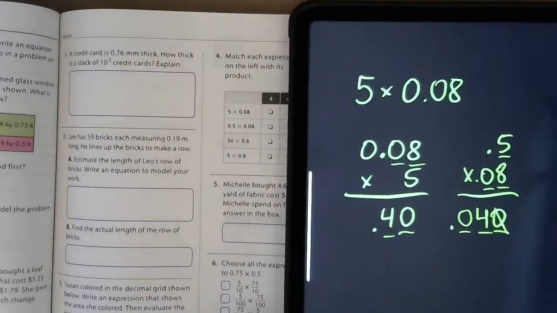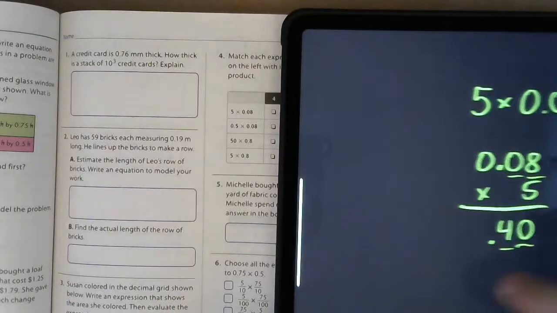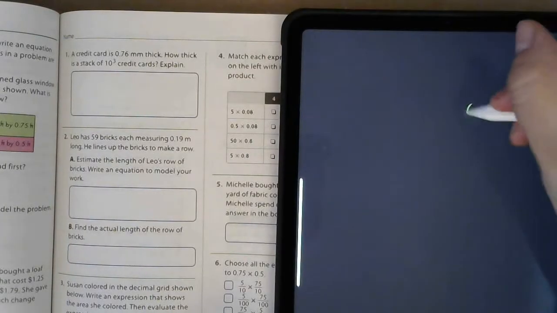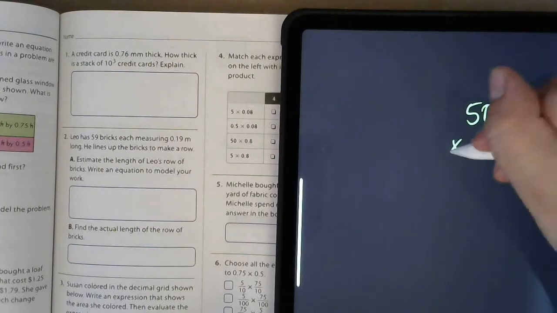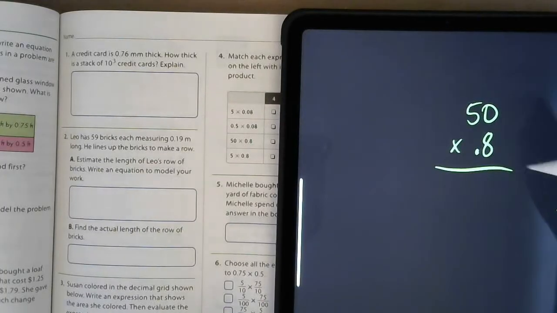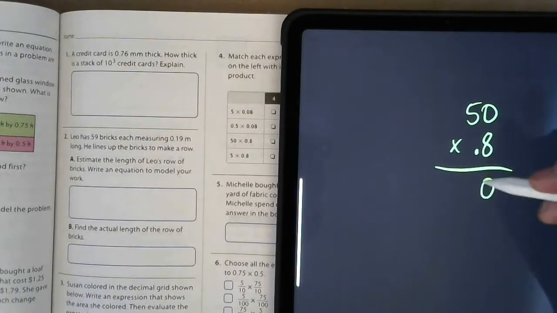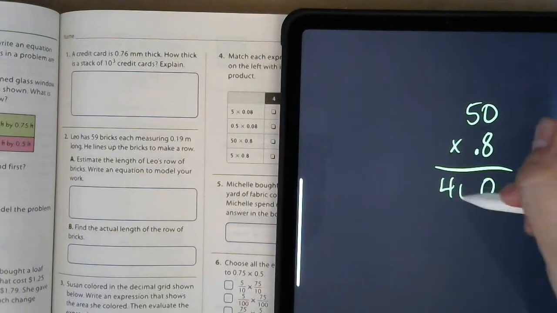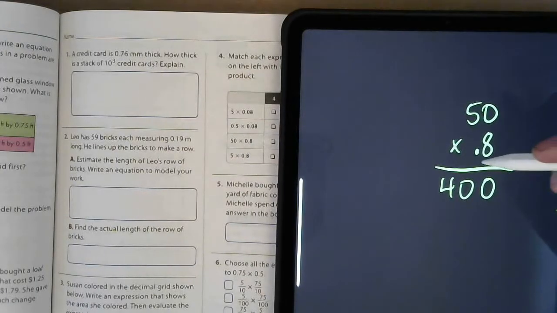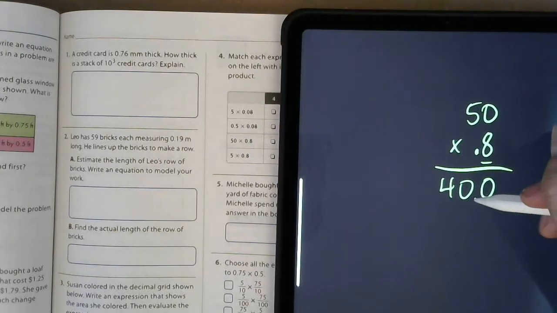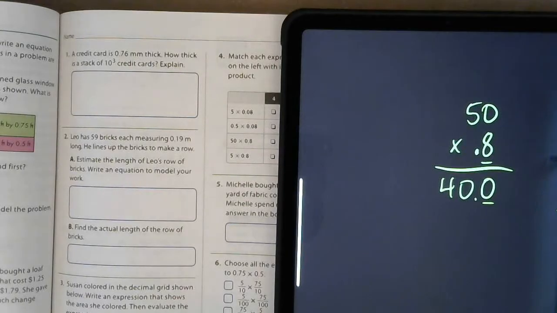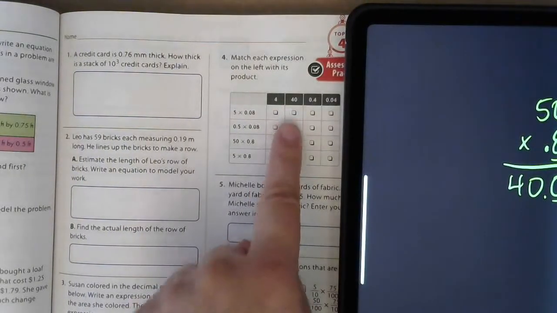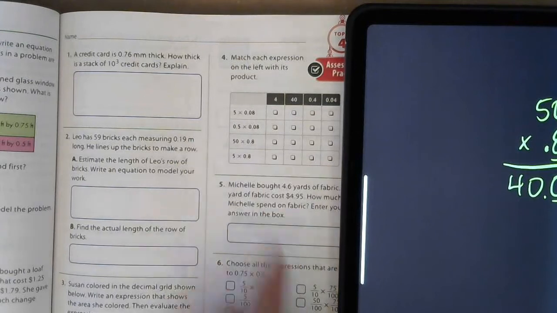Look at the next one. We have 50 times 8 tenths. Now for this one, 8 times 0 is 0. 8 times 5 is 40. I have 1 decimal place there, so I have 1 decimal place there, and my answer is 40. Look, there's 40. There's my answer.